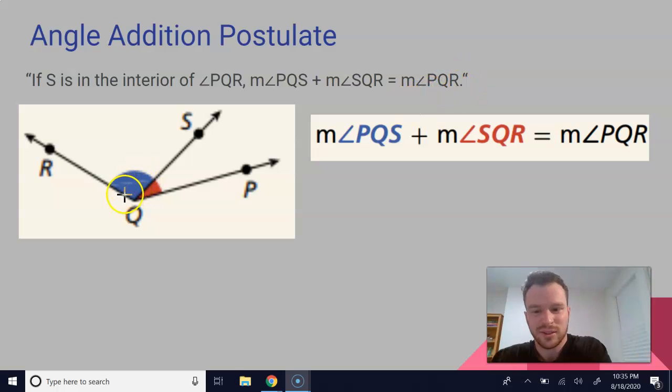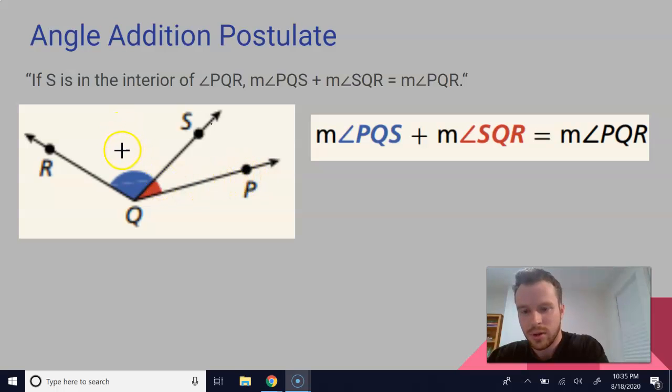Let's translate that into English. We have two adjacent angles here. So point S is in the interior of the big angle RQP, or in the postulate it says angle PQR. And then a ray starts at Q and goes through point S, creating two different angles. So basically all this is saying is if you add the angle RQS to the angle PQS, you add those together and you get the measure of the big angle.